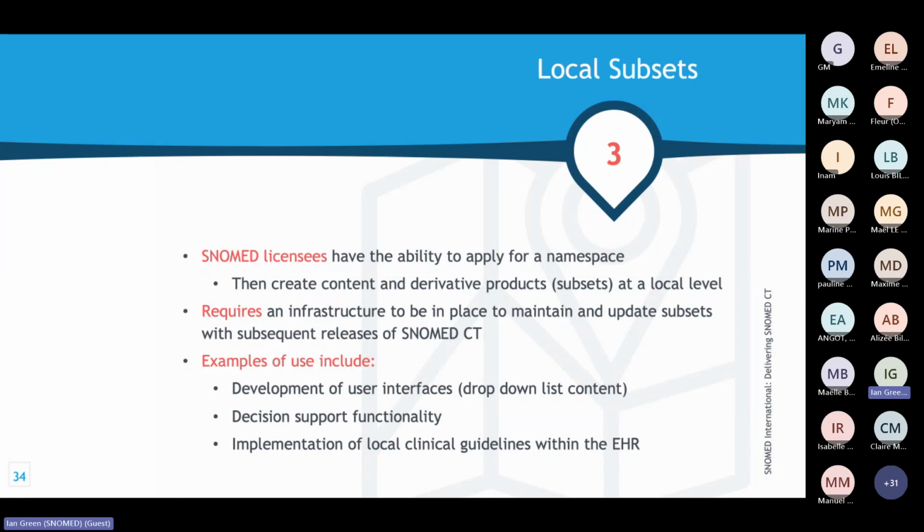Local subsets, just to make you aware of it. Any SNOMED licensee under the SNOMED affiliate license has the ability to apply for a namespace. If they've got a namespace, they can create their own contents, their own derivative products, and they can do that at the local level. We can't stop them. And more to the point, you can't stop them. But if they're going to do that, it's a bit like having a child grow up in some ways. The responsibility comes with the flexibility to do that. So they have to have an infrastructure in place to maintain and update the subsets over time, particularly if they're going to use them.